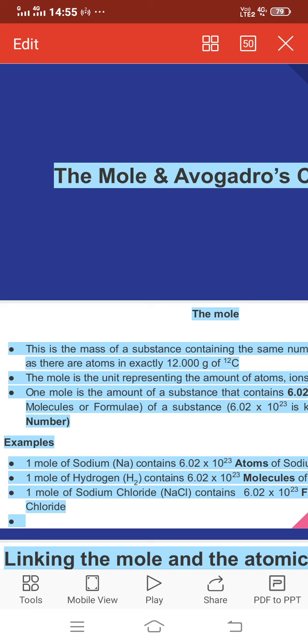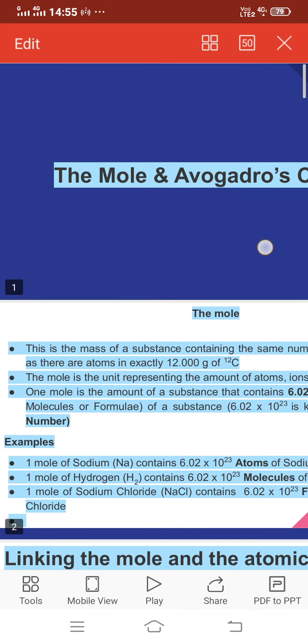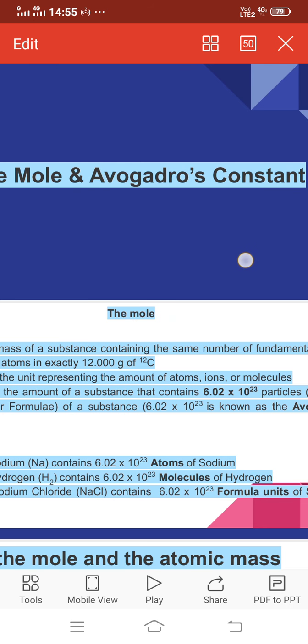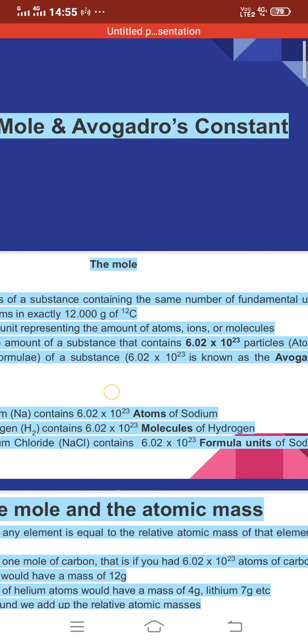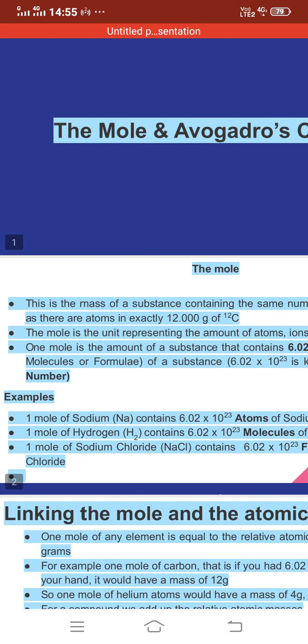I am Dr. Ganapat Nagda, and today we will discuss a common topic of chemistry, that is the mole and Avogadro's constant. The mole. This is the mass of a substance containing the same number of fundamental units as there are atoms in exactly 12.000 gram of carbon atom. The mole is the unit representing the amount of atoms, ions or molecules.